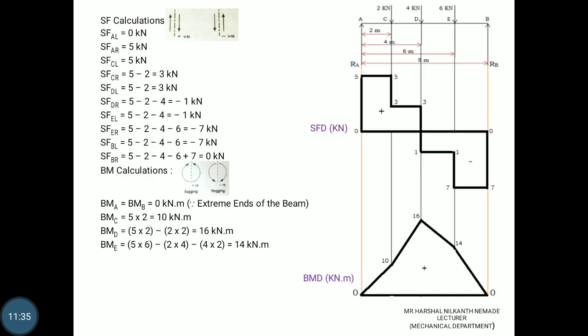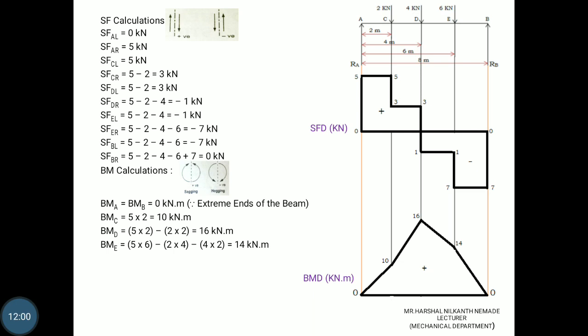After that at BL it will be minus 7 only, and at BR it will be 0. I will join the line and I will get the SFD. Upper portion is plus and downward portion is minus. Now the bending moment calculation, BM calculation, where one is sagging and one is hogging.